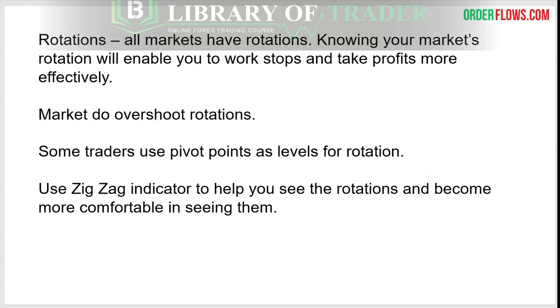So remember, rotations occur in all markets. Knowing your market's rotation will enable you to work stops and take profits more effectively. Markets do overshoot rotation. So if you think the E-mini average rotation is 3.5 points and it moves 10, it can move to 10, and you're going to get screwed a lot. You've got to understand a rotation stops when a rotation stops. Don't think that because the average rotation is 3.5 points you have to be buying and selling every 3.5 points. No, that's the wrong way to use rotations.